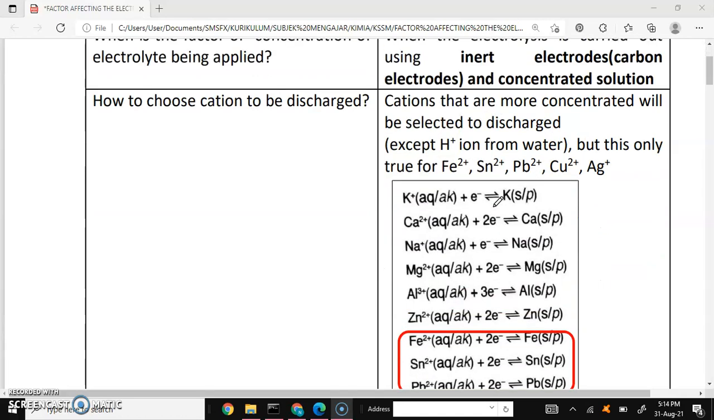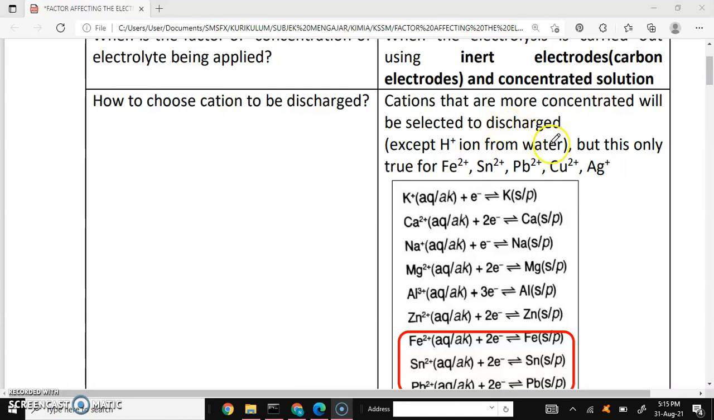Okay, for example, cations that are more concentrated will be selected to discharge in the concentrated electrolyte. Okay, maksudnya kita ada dua cations attracted to the cathode. So, one of the cations attracted to the cathode will be selected to discharge. But in concentrated electrolyte, the cations that are more concentrated will be selected to discharge. Ion yang lebih pekat, maksudnya ion yang banyak yang berada dalam electrolyte itu yang akan dipilih untuk discharge.